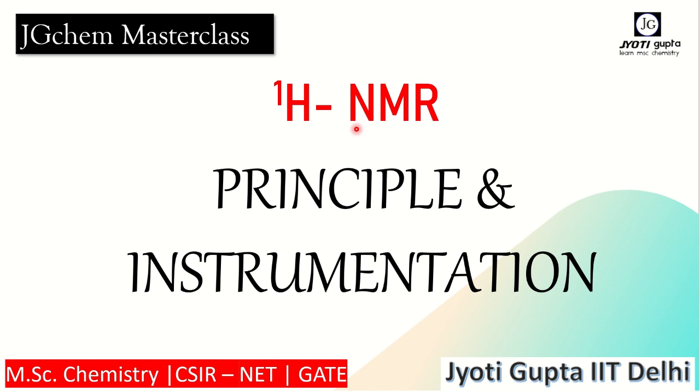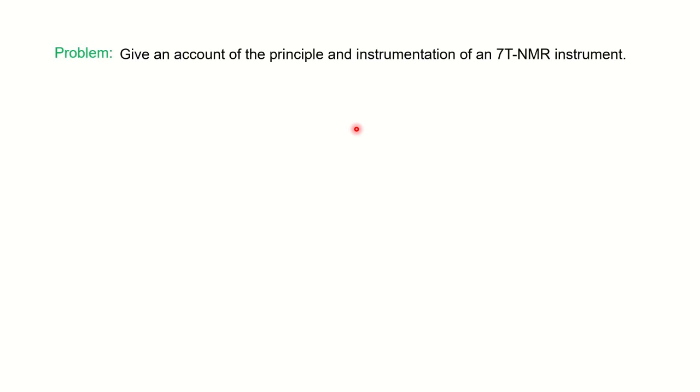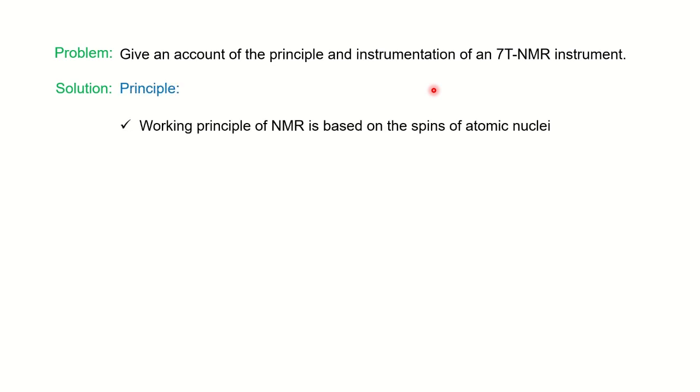And in this particular video, we'll be discussing the question related to the instrumentation and principle, which is from the MSc Chemistry from BCU University. So the question is, give an account of the principle and instrumentation of a 7T NMR instrument. T for Tesla here. 7 Tesla is the magnetic field. So first we will discuss the principle.